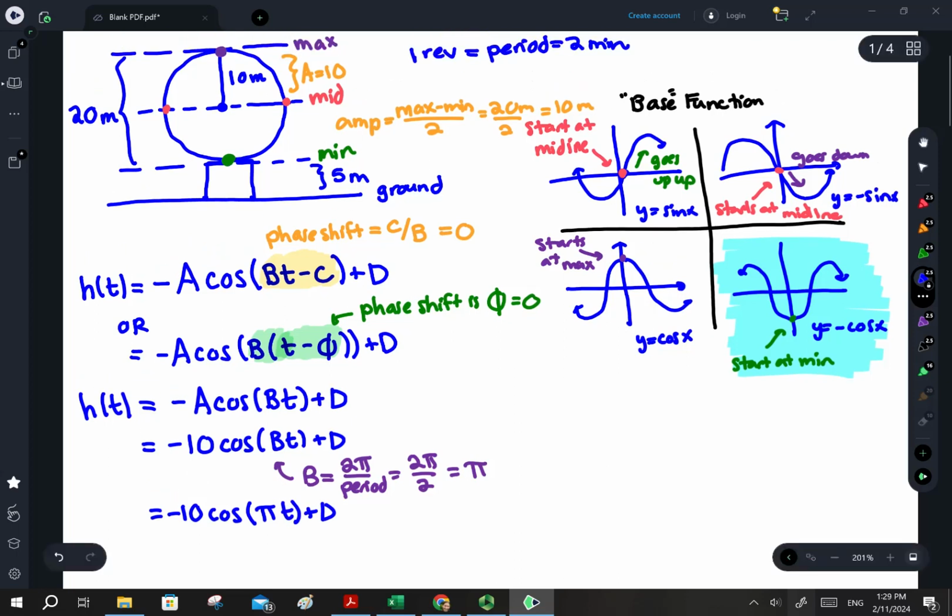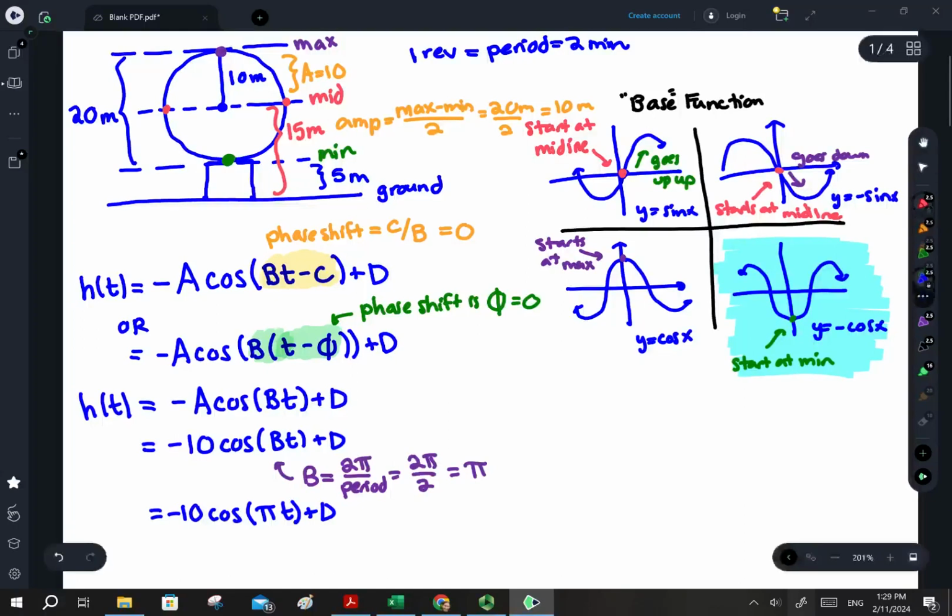And the last thing for me to figure out is what is the midline of my function, because the D is telling me the vertical shift. For an unshifted sine or cosine function, the midline would be 0. So if our midline is higher or lower than 0, then we need a vertical shift to show that. And in our problem, we can see from our diagram that the center of the wheel is 15 meters above the ground because we have the 5 meters for the platform plus the 10 meters for the radius of the wheel. So D is 15.